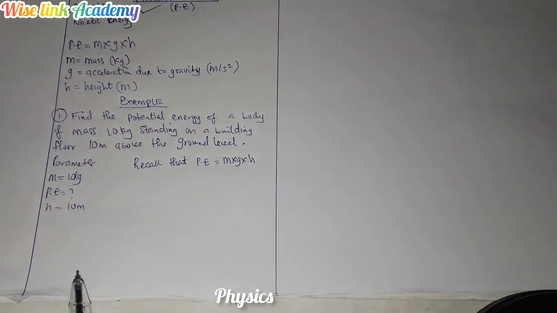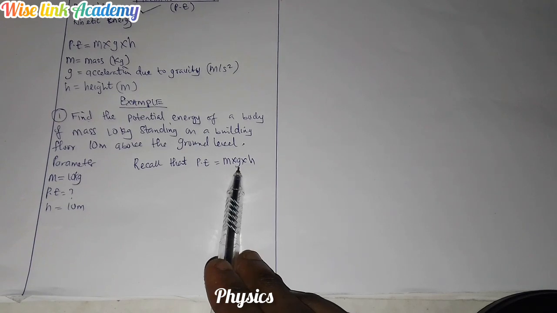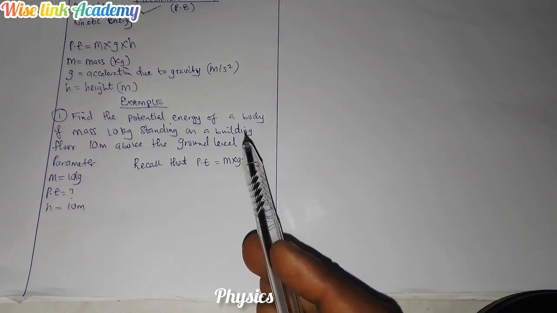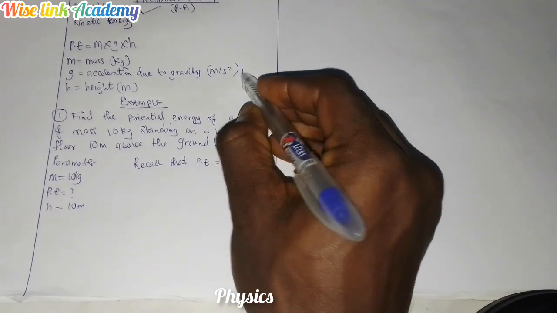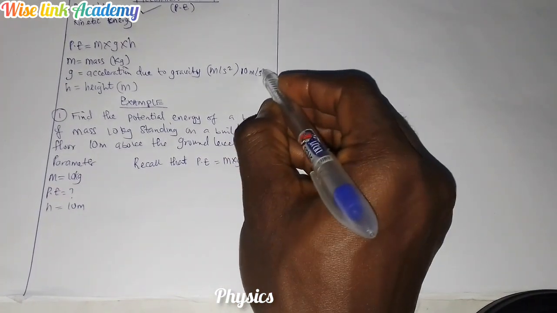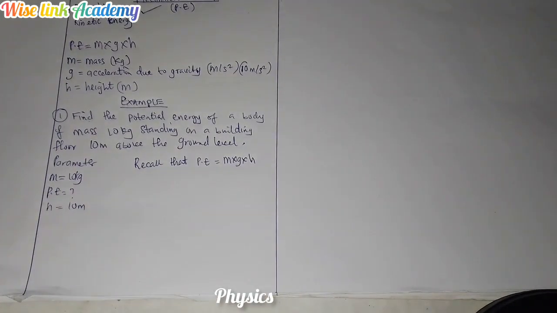But if you notice, our mass is given and our height is given, but we all know gravity as a constant value, which is what? 10 meters per second square. Look at it here, 10 meters per second square. So our acceleration due to gravity is 10 meters per second square.